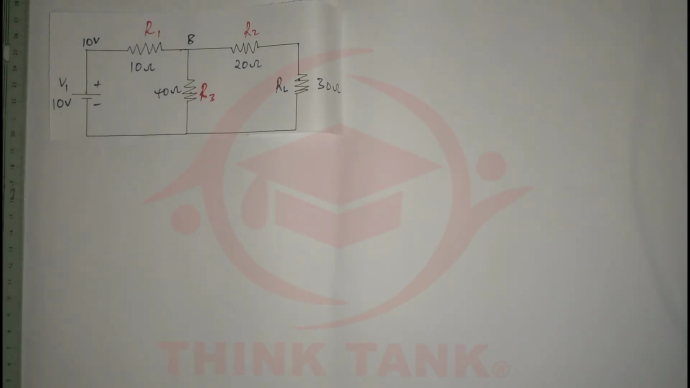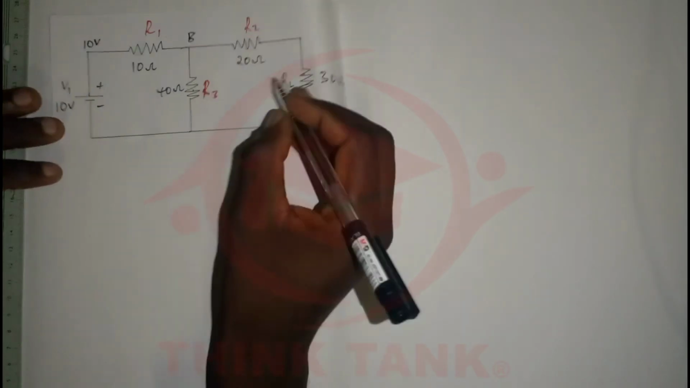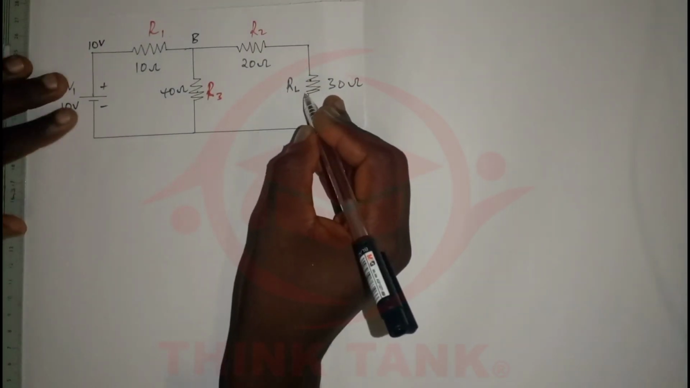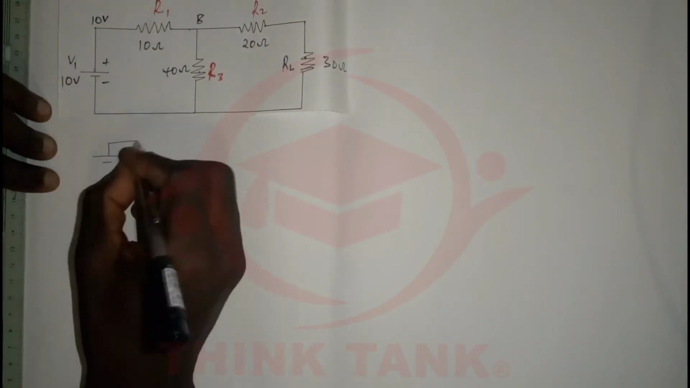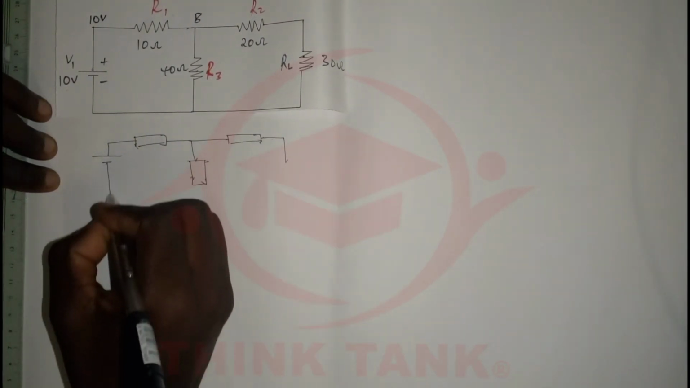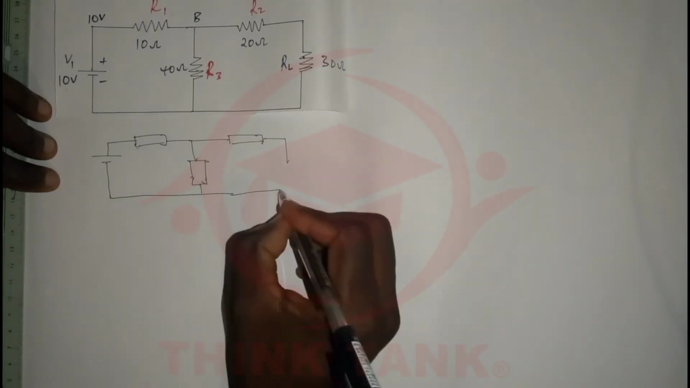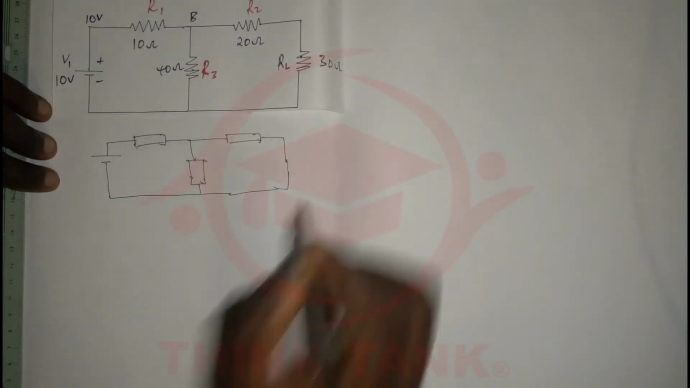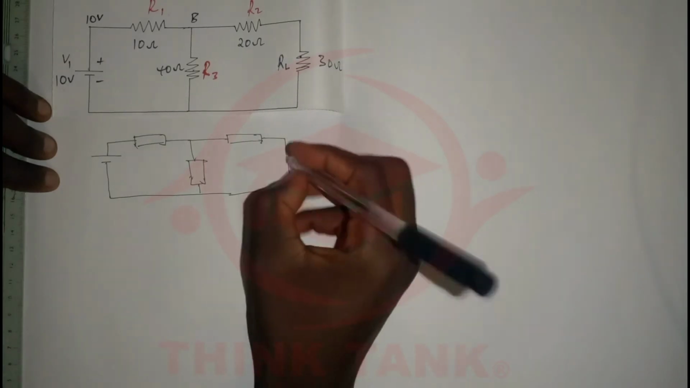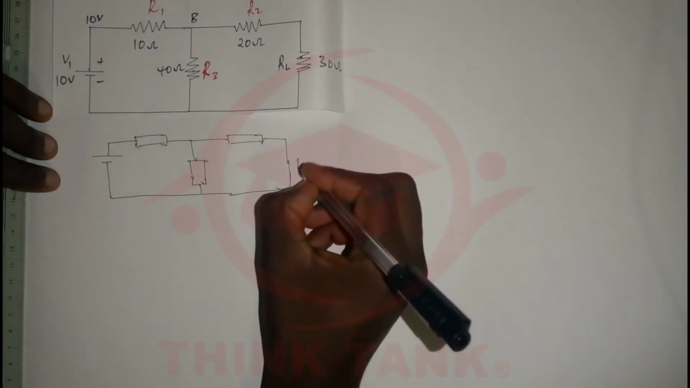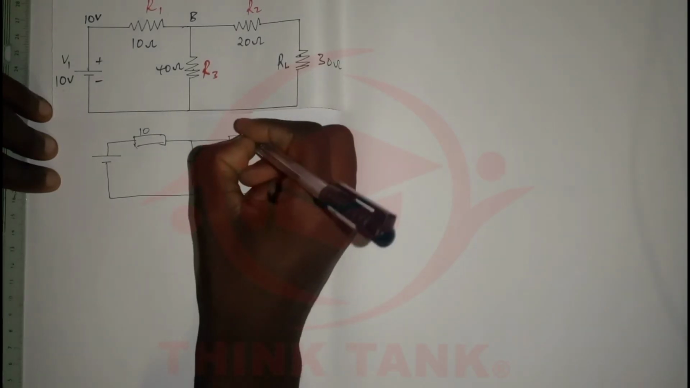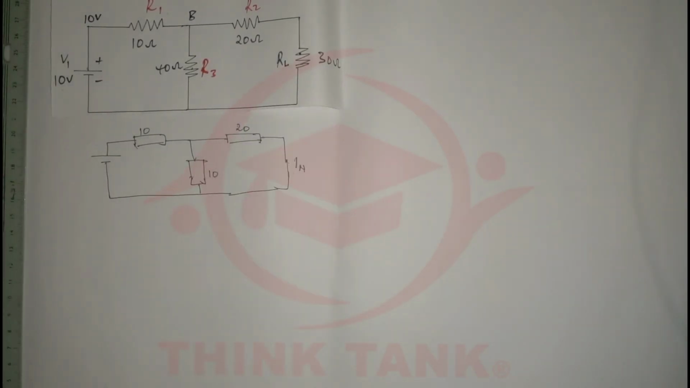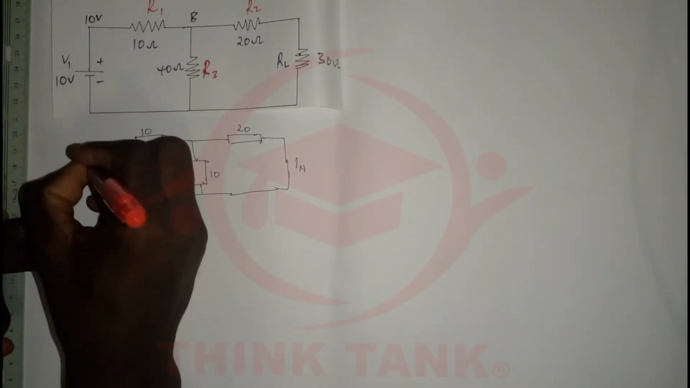So first of all, I'm going to short circuit this load resistor, which is 8 ohms. Let me draw it right here. I'm going to short circuit the load resistor right here. What we're going to have here is the Norton current. So here is 10, here is 10, and here is 20, and here is 10 voltage.